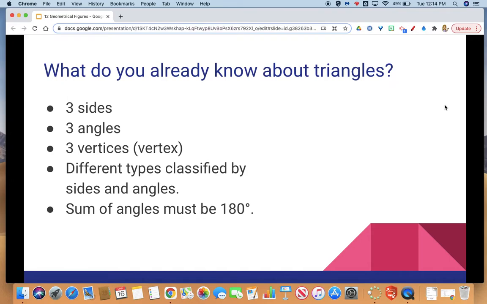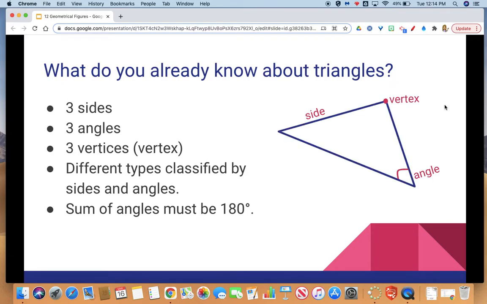Maybe you know that there are 3 sides to every triangle. If there's 3 sides, that means we also have 3 angles inside of each triangle. And we also have 3 vertices. Singular would be a vertex. That's where 2 sides meet and create that corner.